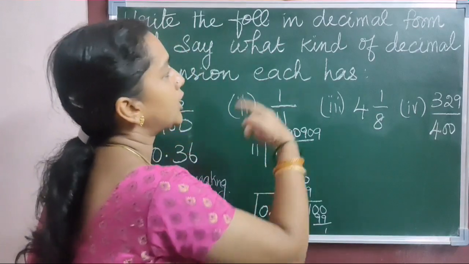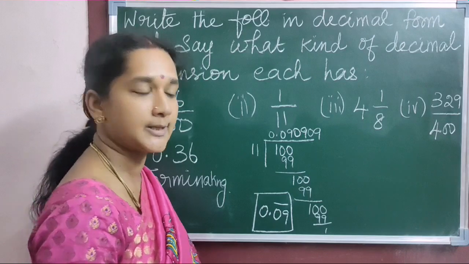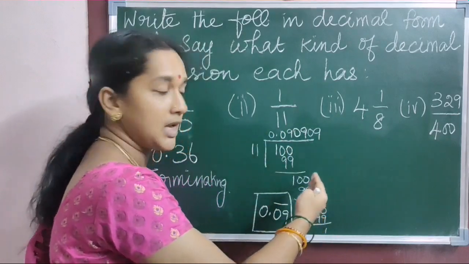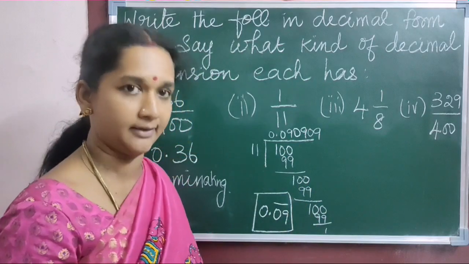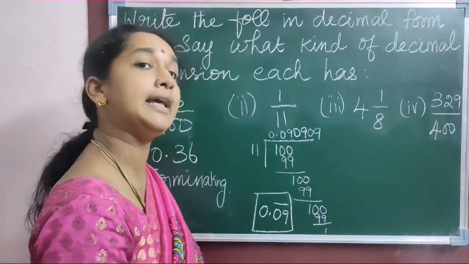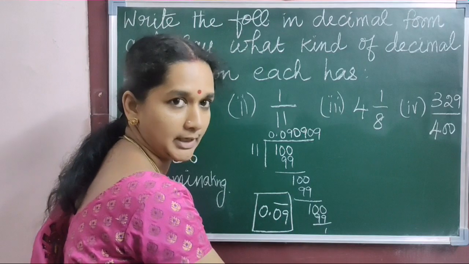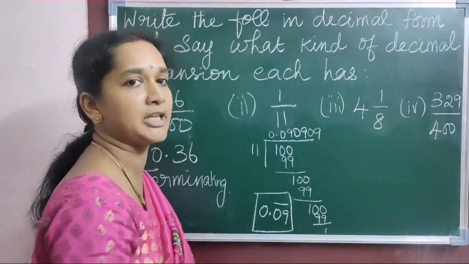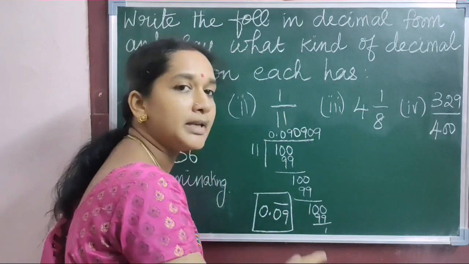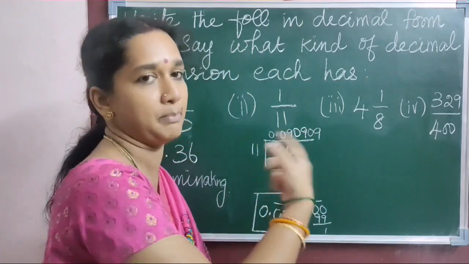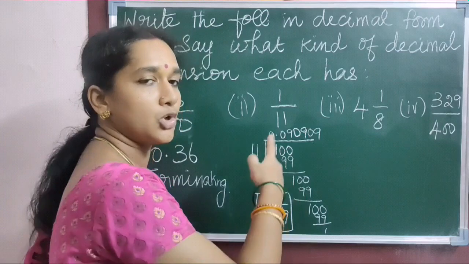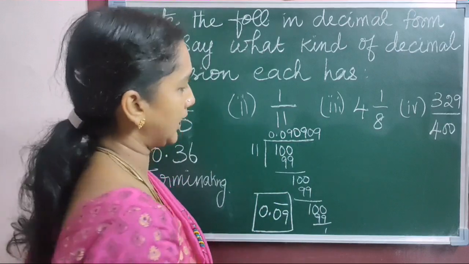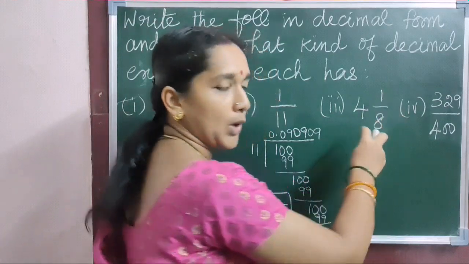0.09 bar. So what kind of decimal expansion is this? This one is recurring and non-terminating. This is not terminating, but this is recurring. So you will say this decimal expansion is non-terminating and recurring and repeating. Recurring means repeating. So non-terminating, repeating decimal expansion. Okay. Then next sum. 4 1 by 8.